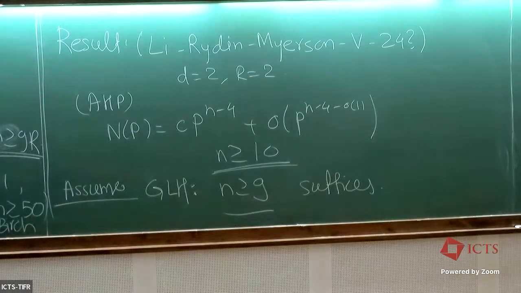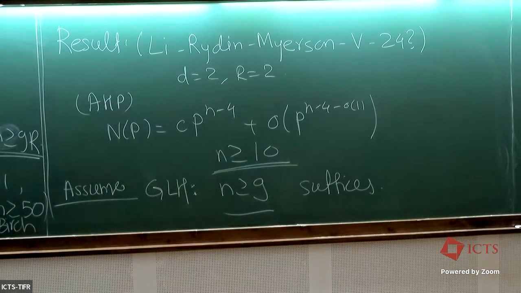So if you assume a certain hypothesis, then you can have 9 variables. Unconditionally, we have a result for 10 variables. Okay. Let me move on and talk about... Of course, the proof is using the circle method.